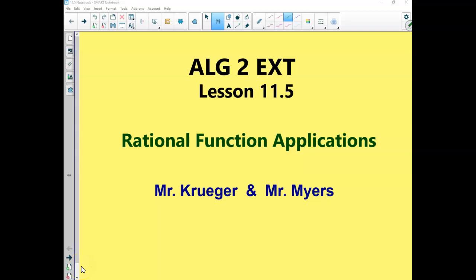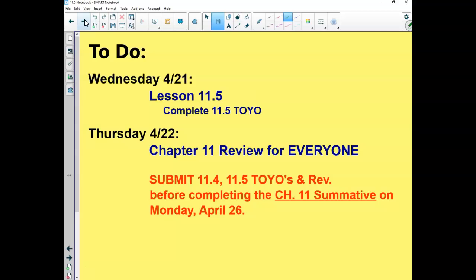Morning, guys. Last section of chapter 11 here, some applications of rational functions. These aren't too intense. The applications in the next chapter of rational functions are going to be much more intense than these are. But we'll baby step into it. Today, like I said, is 11.5. We're going to knock this out in a short time. Then you're going to complete your 11.5 try on your own.